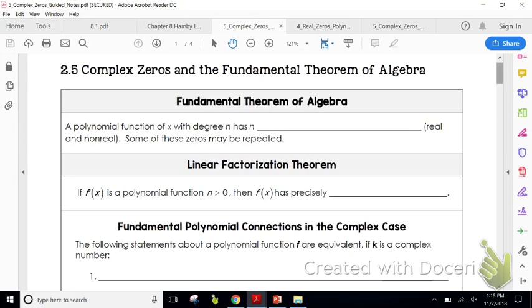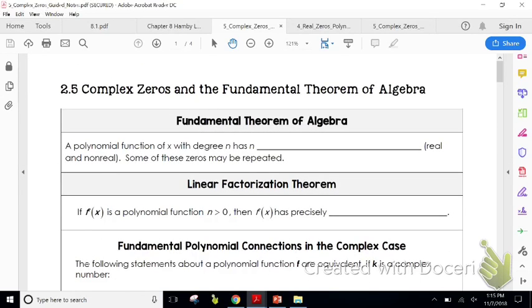Alright guys, so we're going to talk about lesson 2.5, which is complex zeros and the fundamental theorem of algebra. So the fundamental theorem of algebra says a polynomial function of x with a degree of n has n complex zeros, which are real and non-real. Some of the zeros may be repeated. So we've said before, remember, that the largest exponent, the degree, tells us how many zeros there are total. Well, that total is our complex zeros, because complex can be real and imaginary.